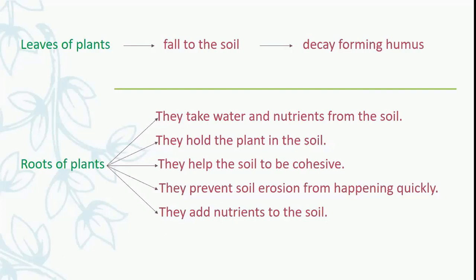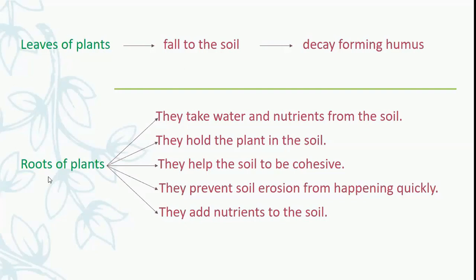The last one, they add nutrients to the soil because after the falling down of these roots in the soil, or after the death of plants, these roots will decay, forming humus. So humus adds nutrients to the soil. So again, leaves of plants, when they fall to the soil, they decay, forming humus.